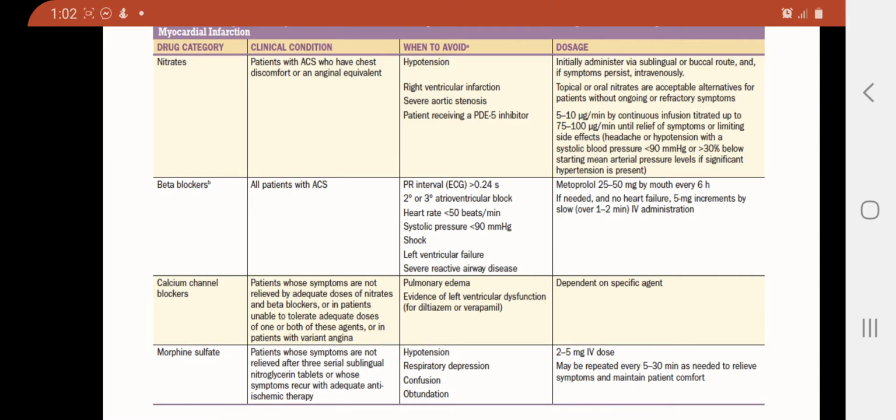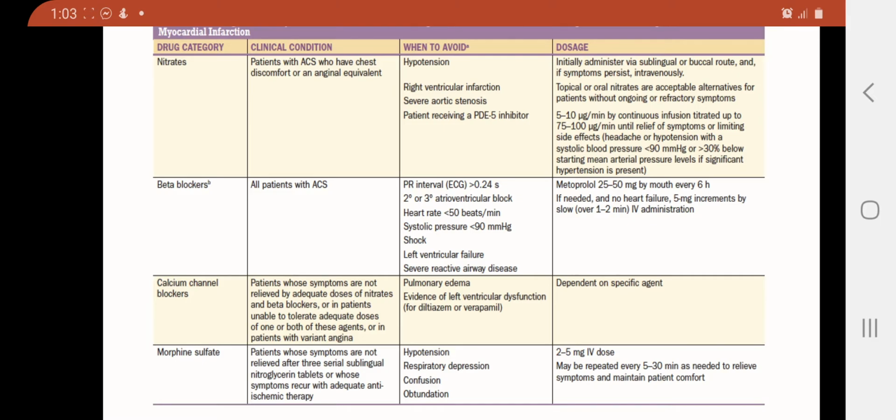Calcium channel blockers are only given when nitrates and beta blockers are intolerable or inadequate. Calcium channel blockers are preferred only in patients with variant angina. Again, it is avoided when you have pulmonary edema or evidence of LV dysfunction. Especially, do not give diltiazem or verapamil in that condition.